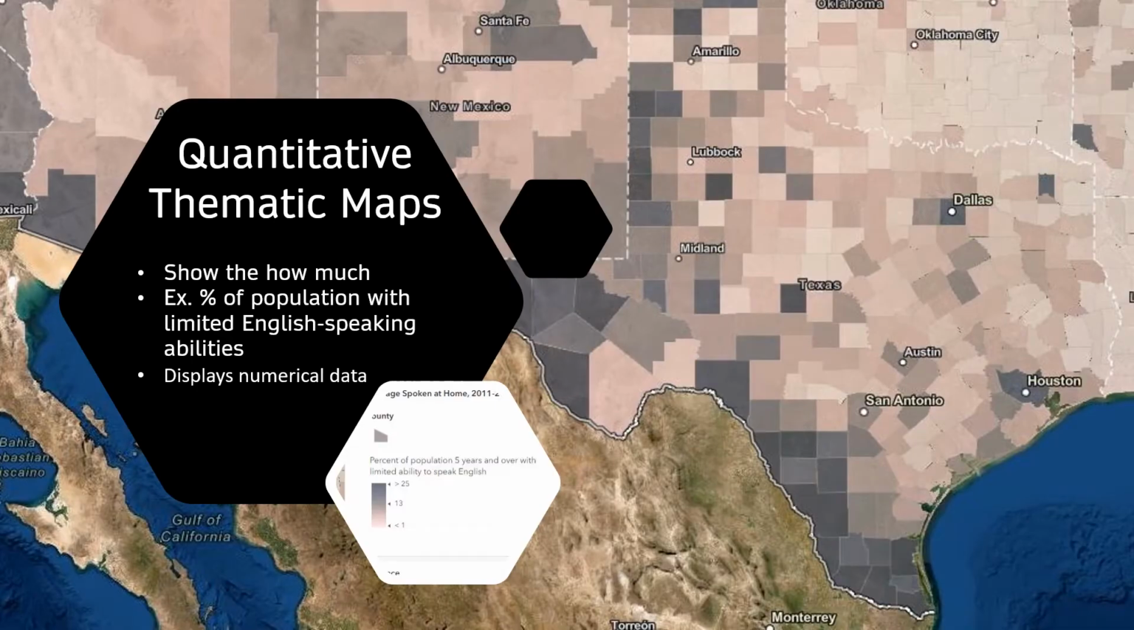And now we can compare that to a quantitative thematic map, right? A quantitative thematic map shows the how much. Again, we're looking at the same theme here, being language spoken, but this map is showing us the percentage of the population with limited English-speaking abilities. And this area is focusing kind of on the southwest, looking mostly at Texas there. And what we can see is these polygons in the tan to pink area are really low percentage. As you get to that darker gray, you're approaching 25% of the population. So again, a quantitative map is displaying numerical data. It's also showing the where, but it's really focusing on the how much.